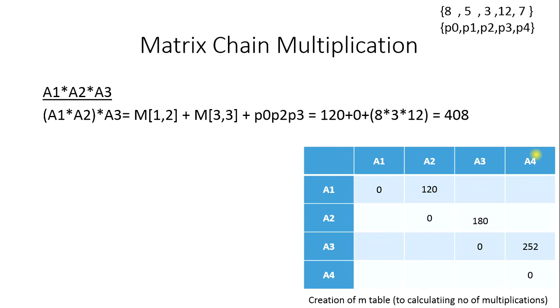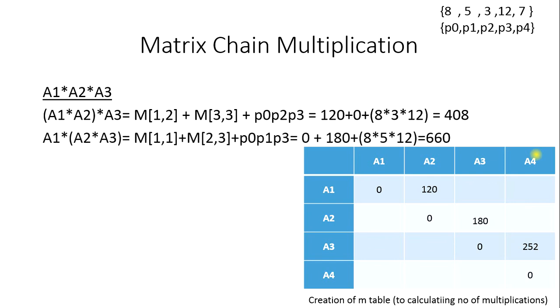And the second possible combination, a1 multiplied by the product of a2 and a3. a1, we take it from the M table, number of multiplications is 0, and a2 into a3 we have already solved the number of multiplications.